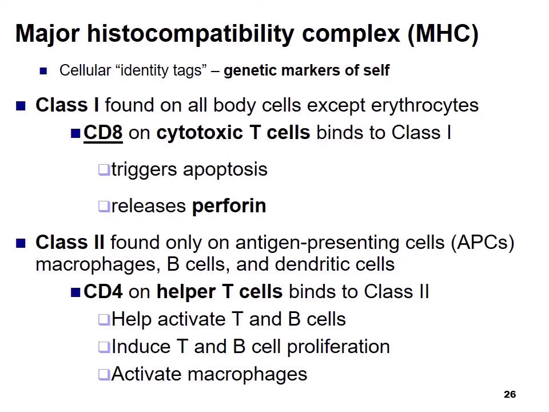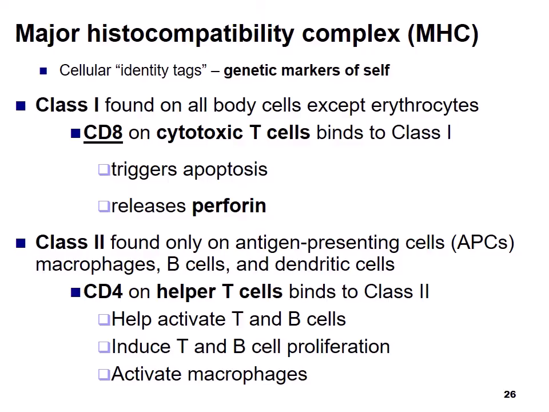So don't get too hung up on the MHCs right now, but basically MHCs are kind of like cellular identity tags or genetic markers of self. There's class 1 MHCs that are found on all of your body cells except for your red blood cells, or erythrocytes, and a CD8 protein on cytotoxic T cells is going to bind to class 1 MHCs and trigger apoptosis, and it releases perforin, which perforates these cells and triggers them to be destroyed. But right, what's the role of cytotoxic T? Destroy cells. So there you go.